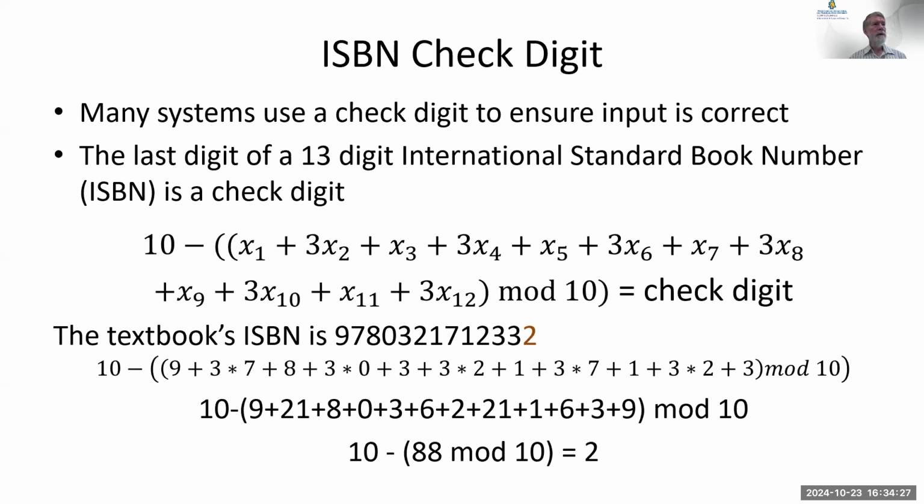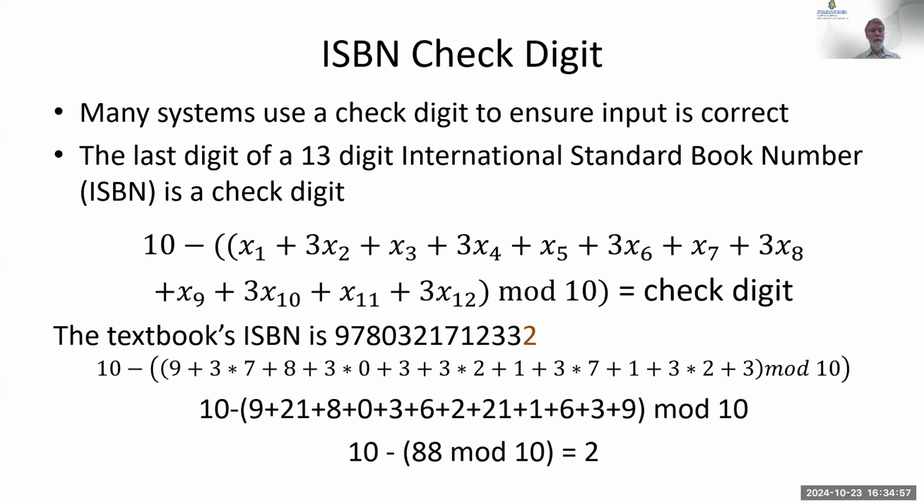Several numerical inputs have check digits. I'll give a couple examples. ISBN numbers. ISBN numbers are international standard book numbers. They're in the back of all your textbooks and all the books that you might buy, and they identify the book. So each book has one ISBN number, and there's only one ISBN number for a book. There are a lot of multiple titles out there, so this one identifies it exactly.